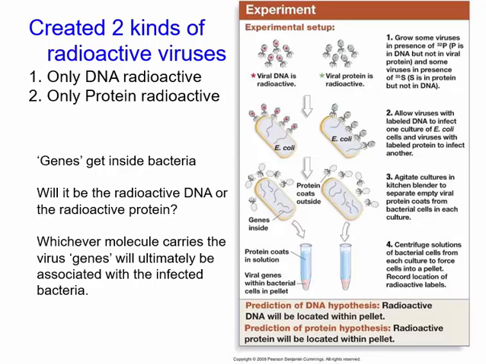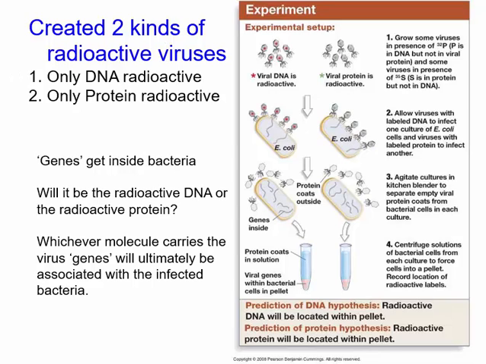So they grow up viruses in cultures. They have their E. coli culture, that's the bacterium they're working on. And they have a bacteriophage that can infect their bacterial culture cells. And so they set up two different experiments, or two different cultures really. One that's grown in the presence of radioactive phosphorus, and so that's going to incorporate in the DNA.